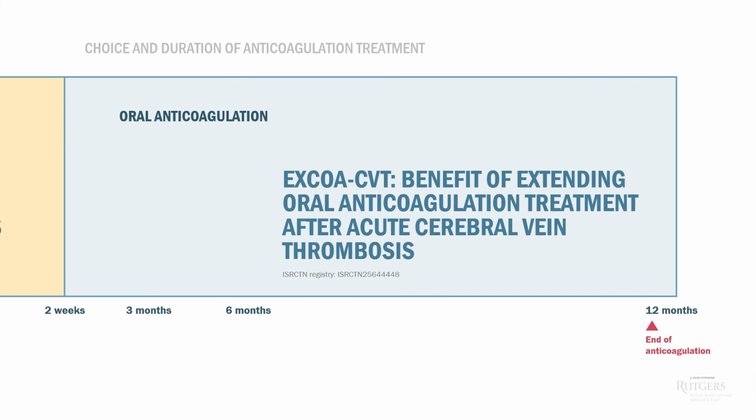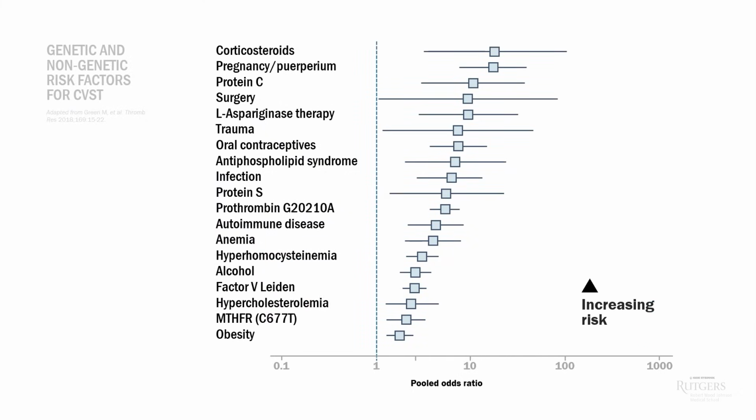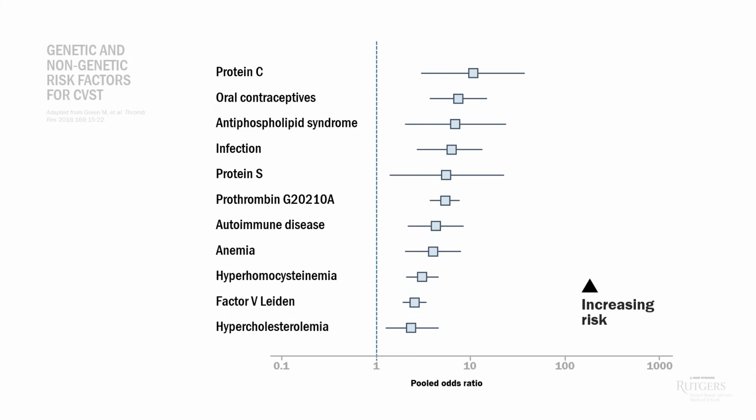Oh, and speaking of ultimate duration of anticoagulation, finding thrombophilia can certainly change things. This systematic review and meta-analysis included over 50 studies, over 4,000 patients in total, and aimed to define the non-genetic and genetic risk factors for cerebral venous thrombosis. The study identified 19 statistically significant factors. But for the sake of clarity, let's limit the list to the top 11 risk factors that will require workup and modification.